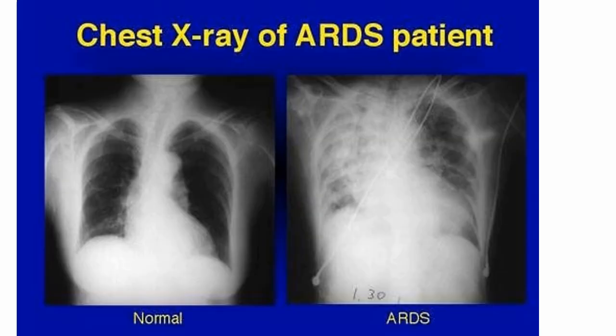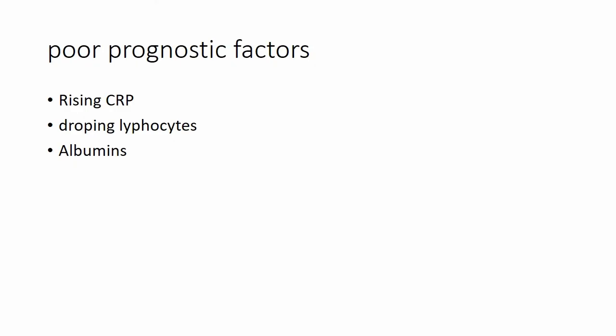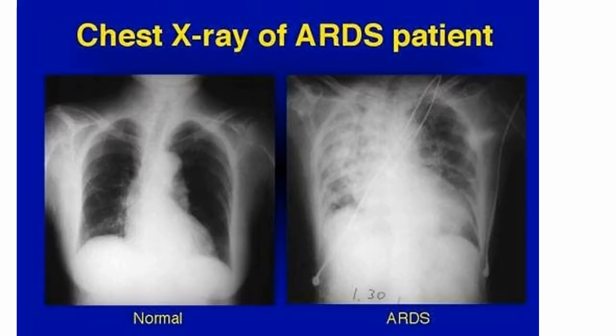The chest radiograph on the right shows how the virus has affected the normal structure of the lungs. You can compare it with the normal chest X-ray on the left side.